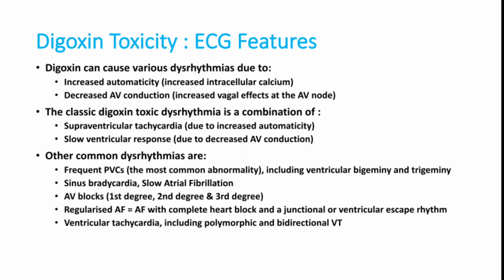AF with complete heart block, and can have escape rhythms or complete heart block. Then patient can have ventricular tachycardia including polymorphic and bidirectional VT. Both are possible. Polymorphic VT is common. Some patients can have bidirectional VT.